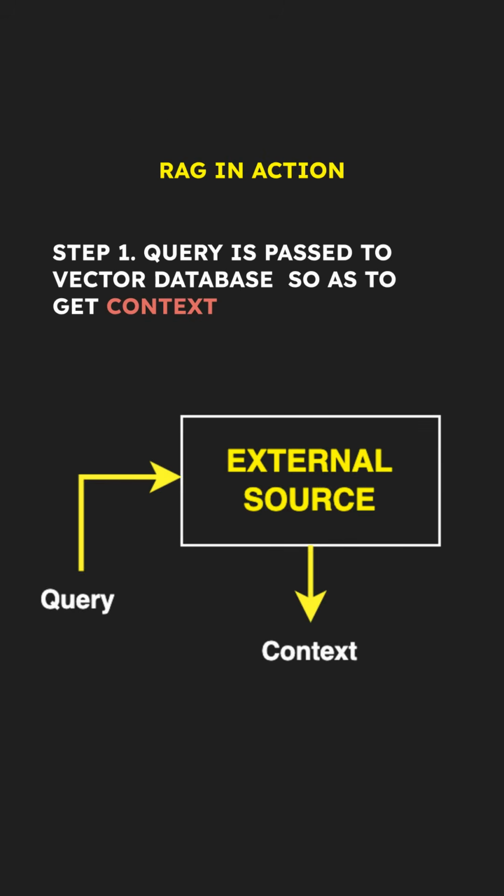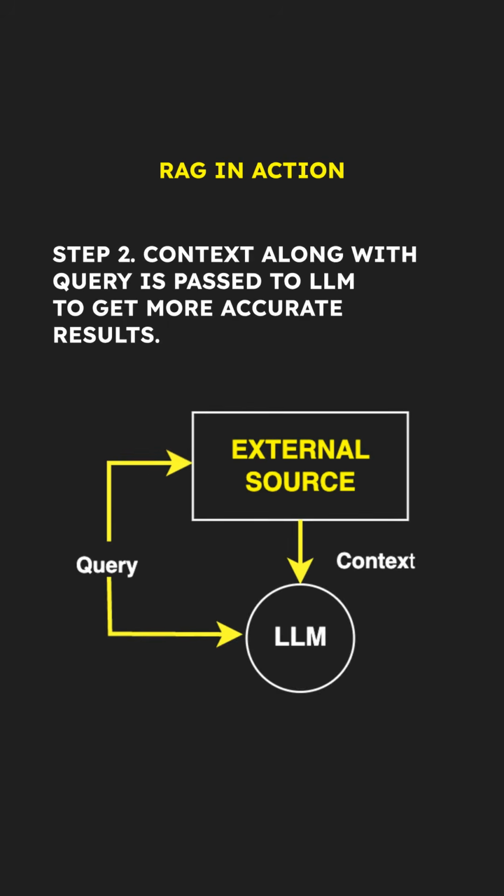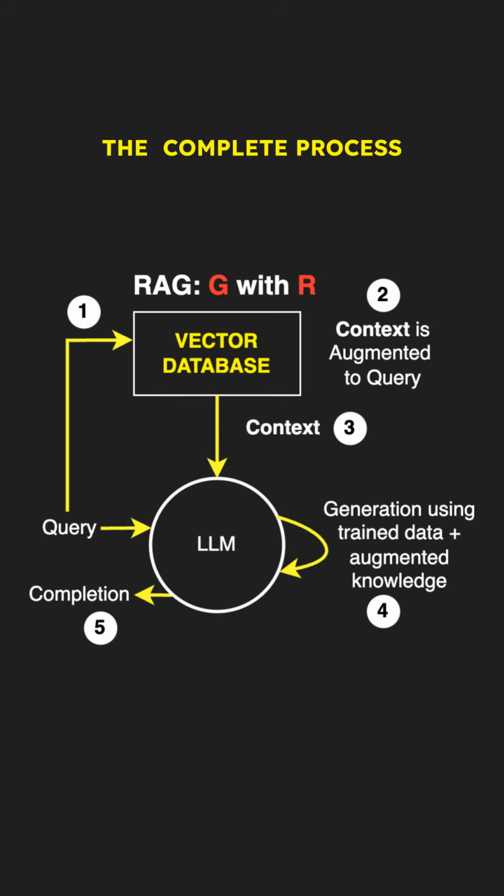RAG in action begins when a query is passed to the vector database to retrieve the relevant context. In the next step, this context, along with the original query, is passed to the LLM to generate more accurate results. The complete RAG process involves 5 steps. The query is passed to the vector database, the context is augmented to the query, the context is returned, and the LLM generates a completion.